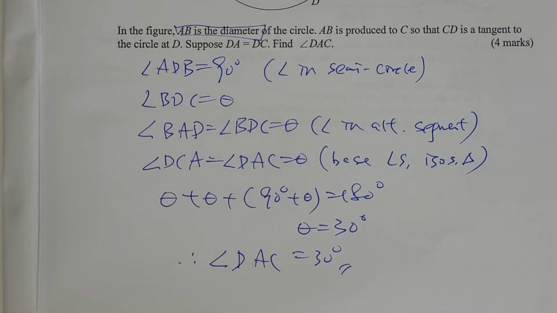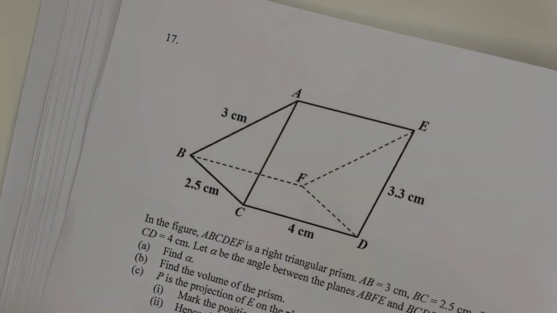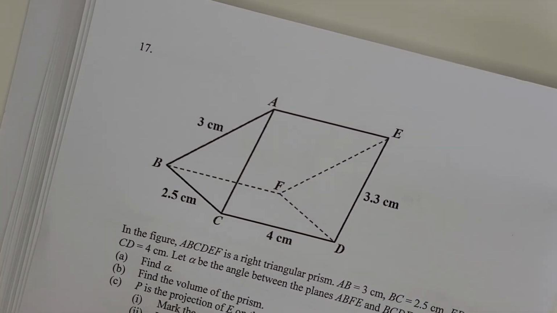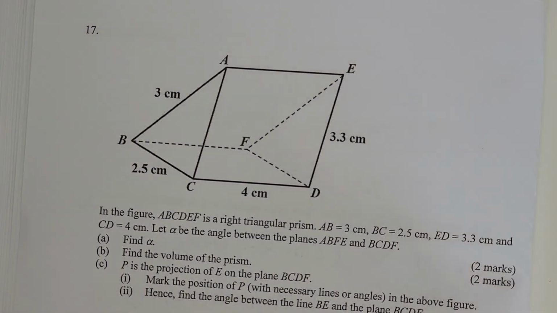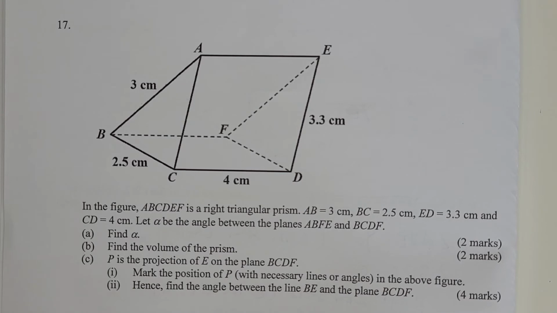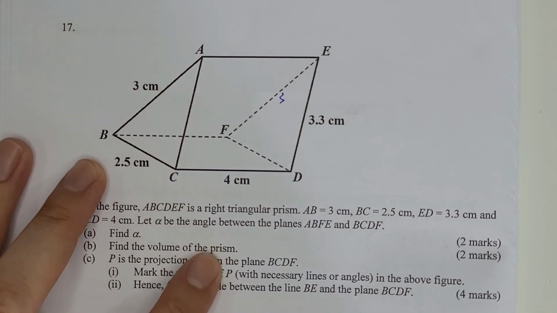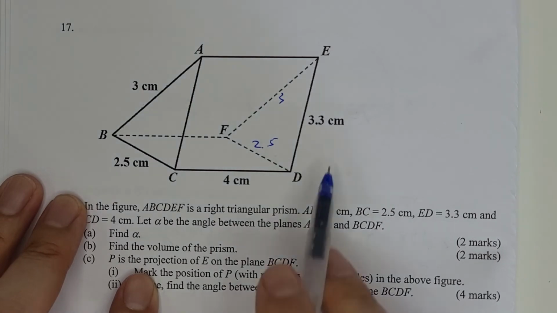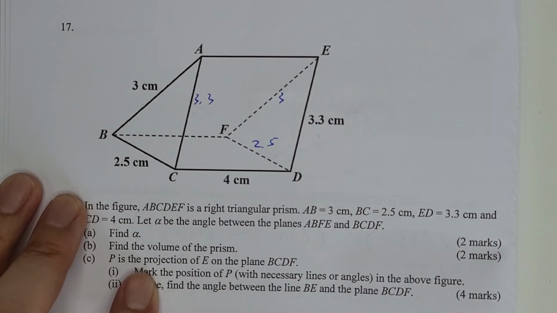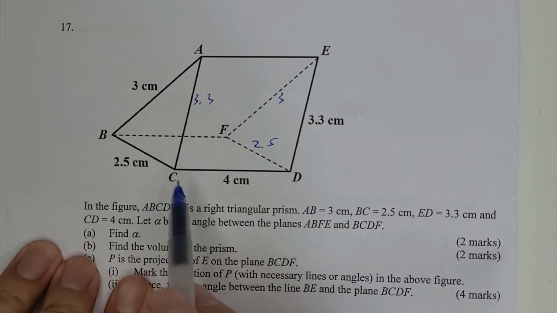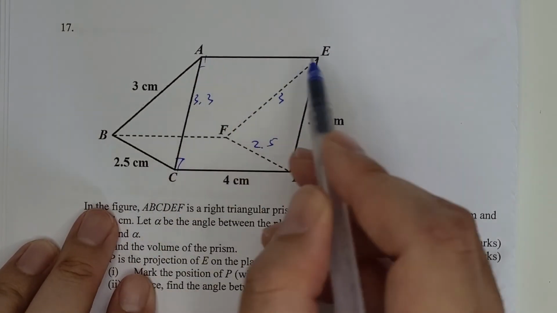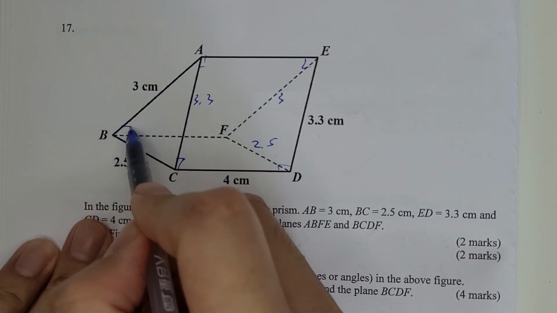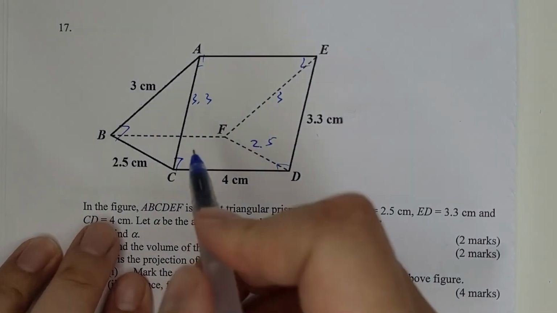So let's finish question number 16 and go to question number 17. This is a trigonometry question in 3 dimensions. Okay, in the figure, this is a right triangular prism. AB equals 3, so write down 3, and BC equals 2.5, so here it is 2.5, and this is 3.3. So you can move all these lines to another side. All these planes, the lateral faces, actually are rectangles, and CD equals 4, so that's 4 here.